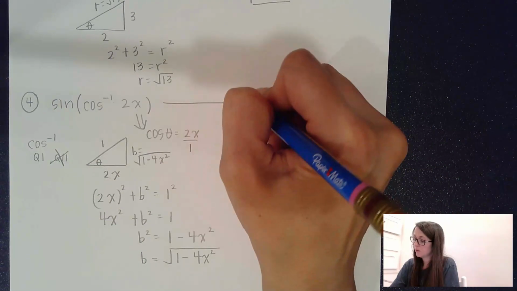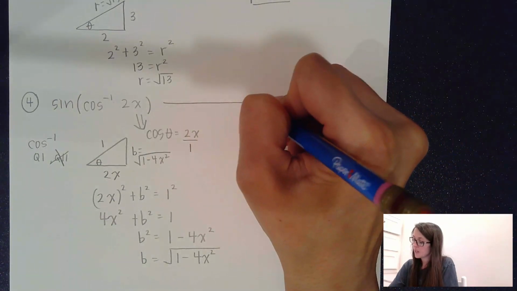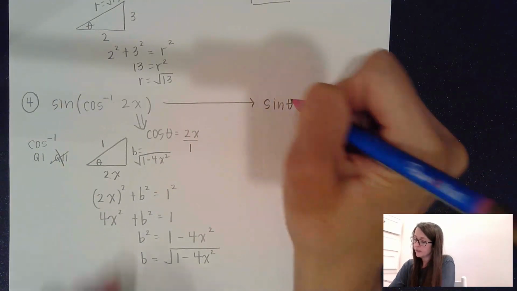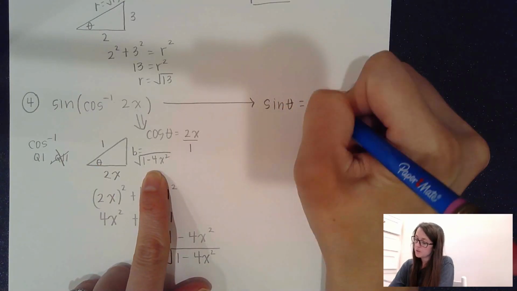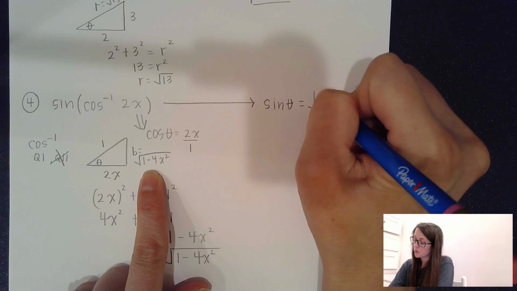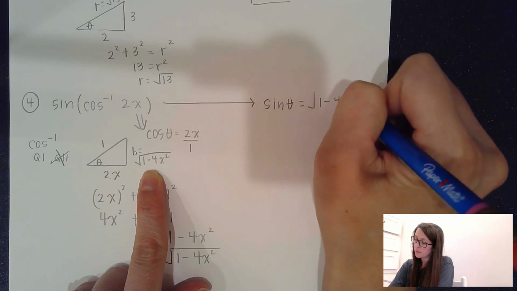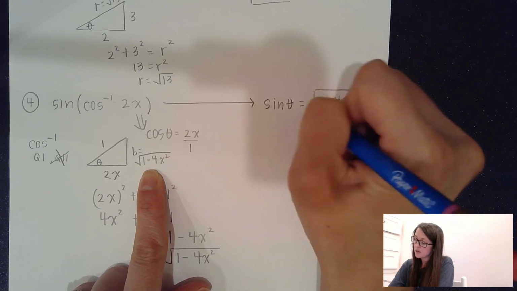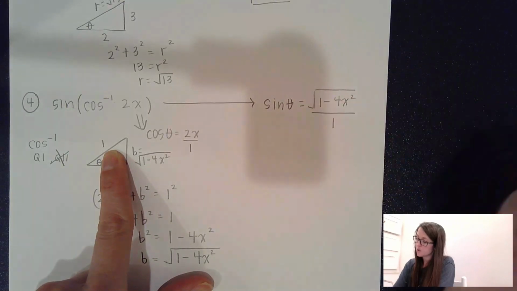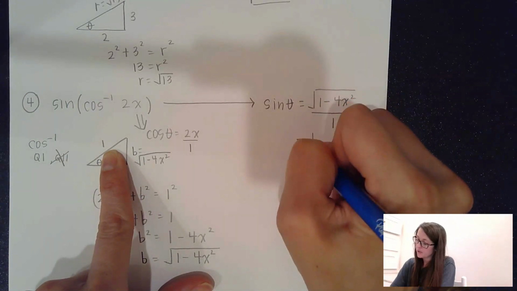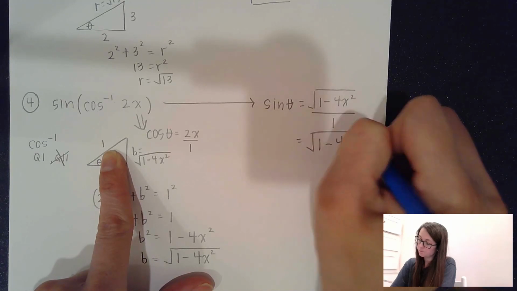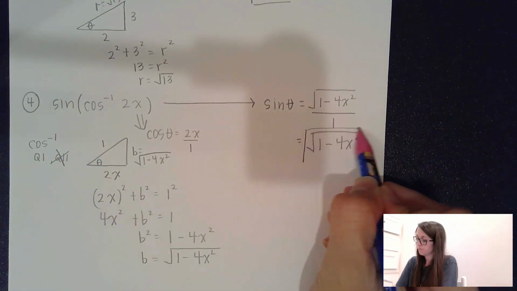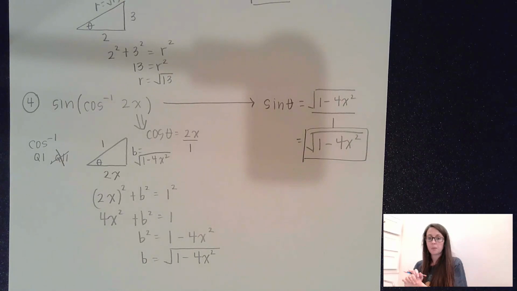So now I want to find sine of that theta here. So sine of that theta, this is why it's so important to do your triangle. So square root of 1 minus 4x squared, because that's the opposite side, over your hypotenuse side, which is just 1. So your answer here is just going to be the square root of 1 minus 4x squared. Good-o?